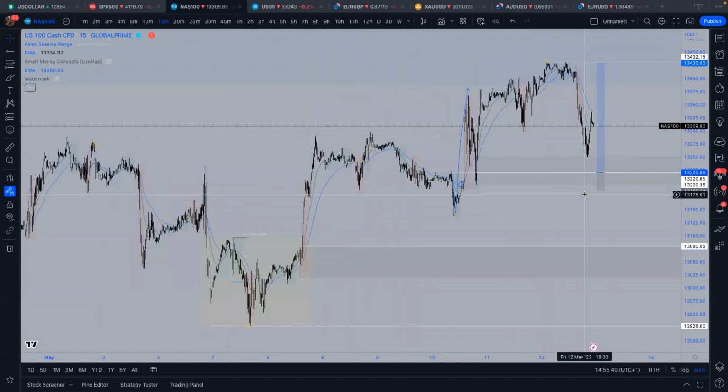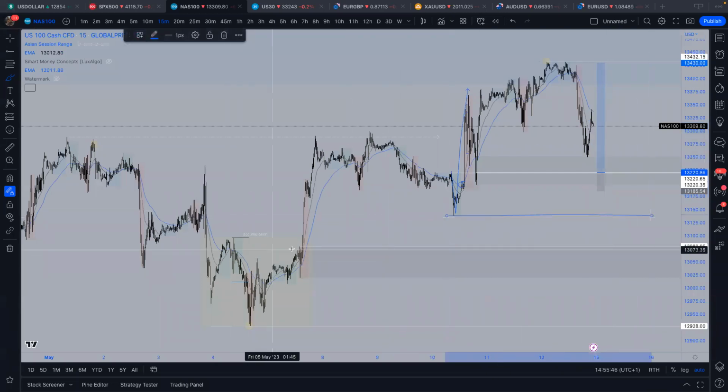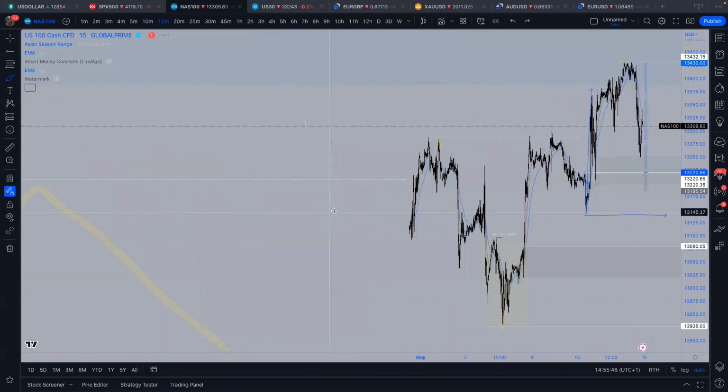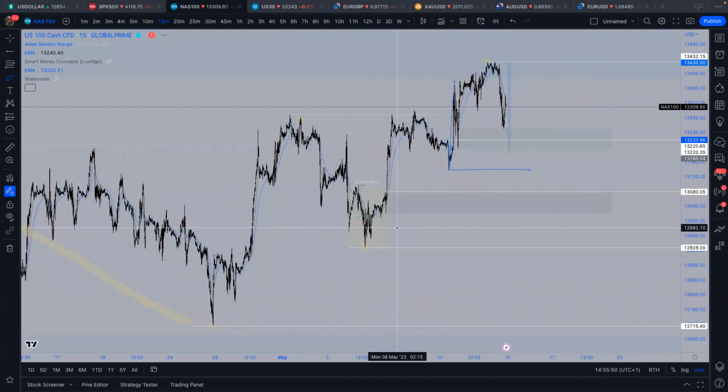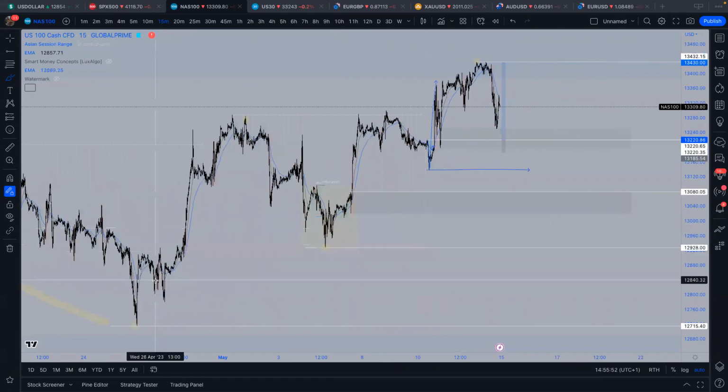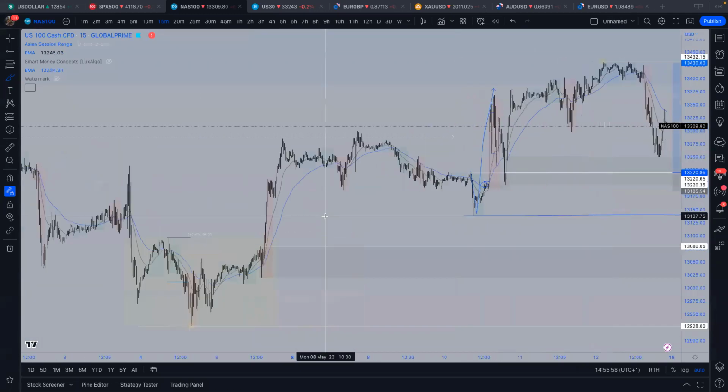But I equally think if price fails this zone, we could run this London low and maybe come dig into here, which is probably going to be my preferred area of interest. But again, there's been zones down here which didn't get tested. So just because I think there's going to be a test doesn't mean there actually is.